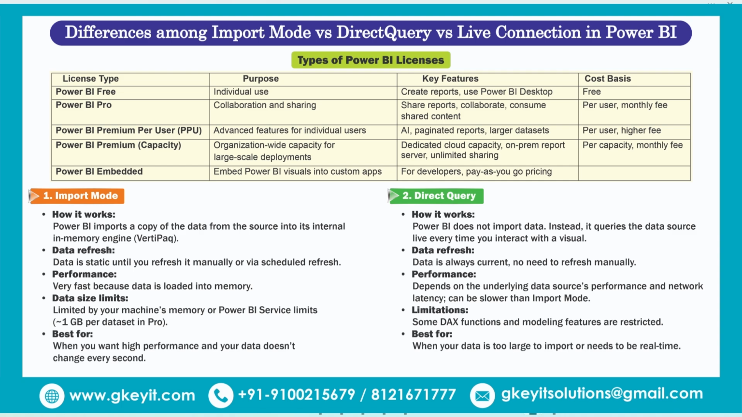Let's see import mode. How it works: Power BI imports a copy of the data from the source into its internal memory engine. Data refresh: data is static until you refresh it manually or via scheduled refresh. Performance is very fast because data is loaded into memory. Data size limits: limited by your machine's memory or Power BI service limits, approximately 1 GB per dataset in Pro license. It is best when you want high performance and your data doesn't change every second.